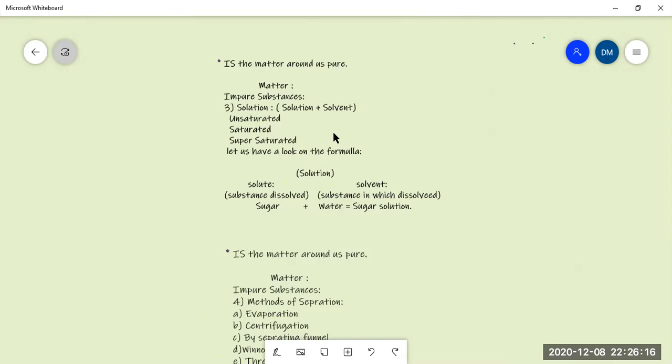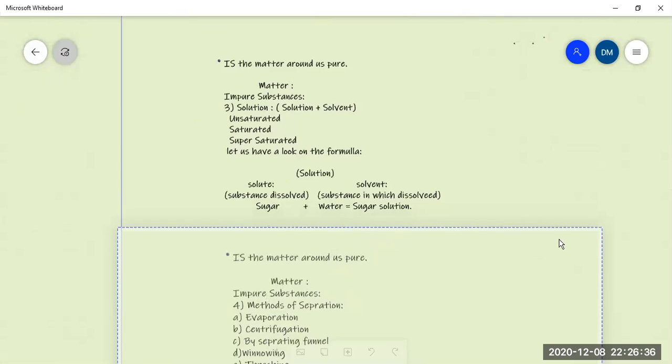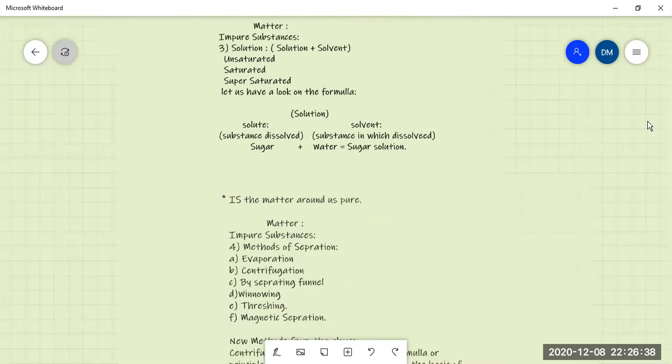So let us have an example. Sugar plus water equals sugar solution. Over here, solute is sugar and solvent is water. And while mixing them, we get sugar solution. Now let me just scroll it down.